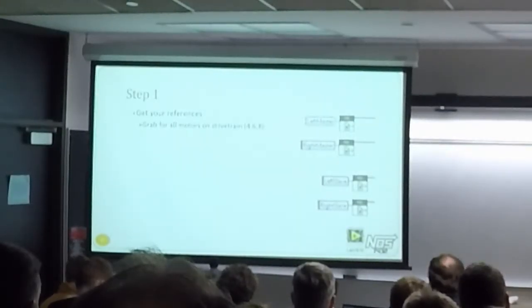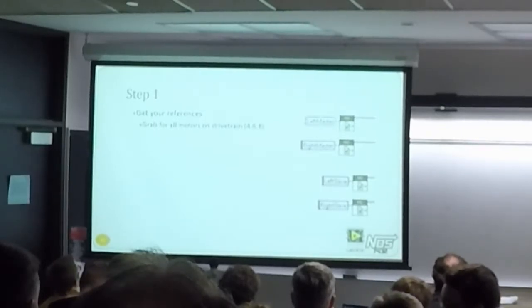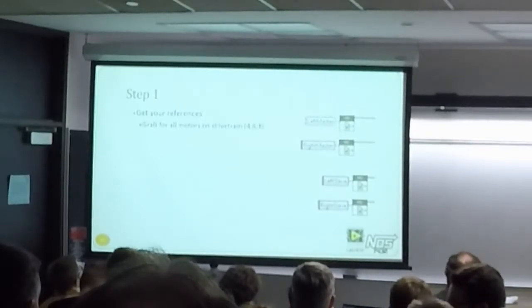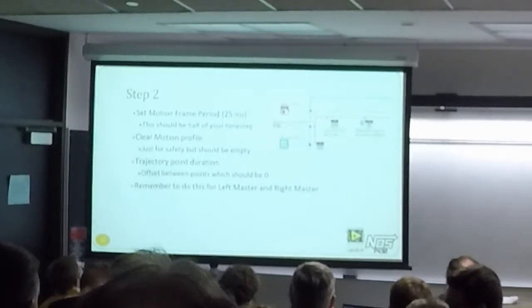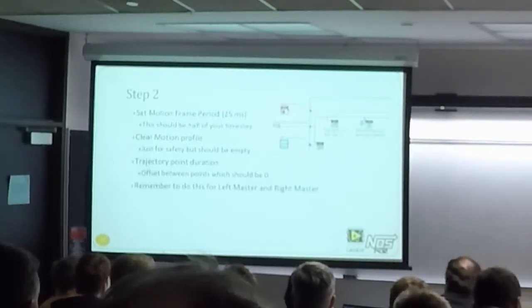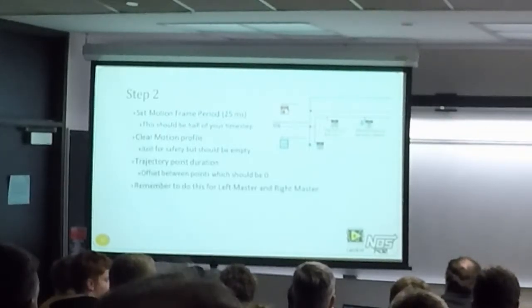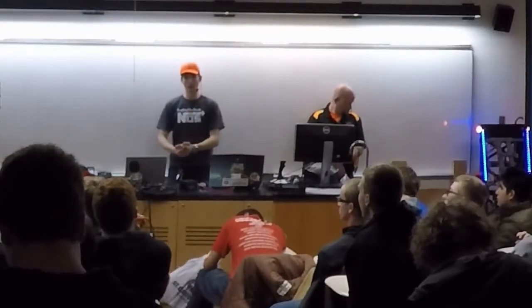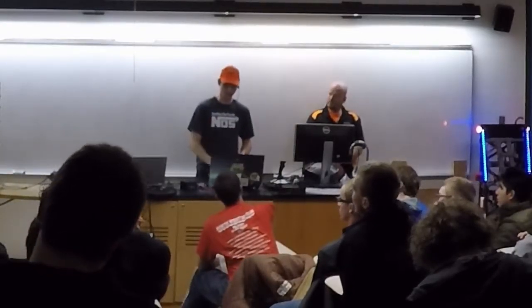So now we are into autonomous. You're going to grab your references. For us, it's left master, right master, left slave, and right slave. You're going to set your motion frame period at 25 milliseconds. This is why I said put your timestamp at 0.05. This is going to be half of what your timestamp was. There are also more reasons why we use 0.05. We'll get to those even later.